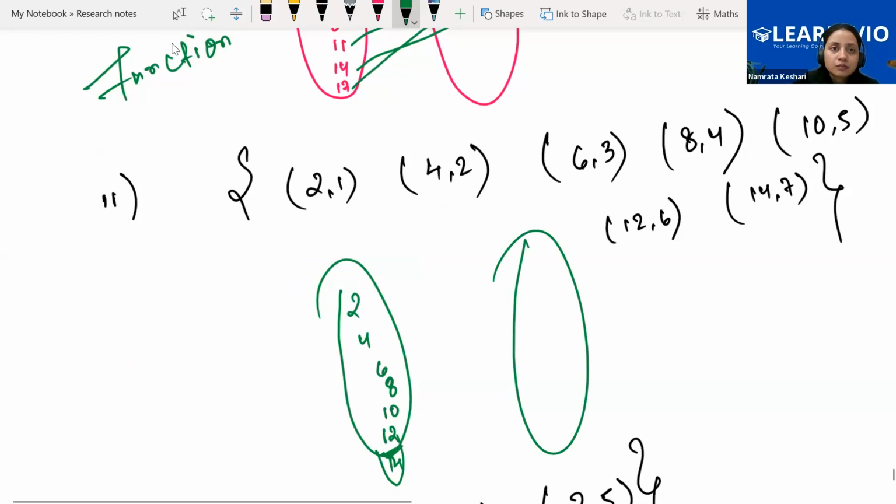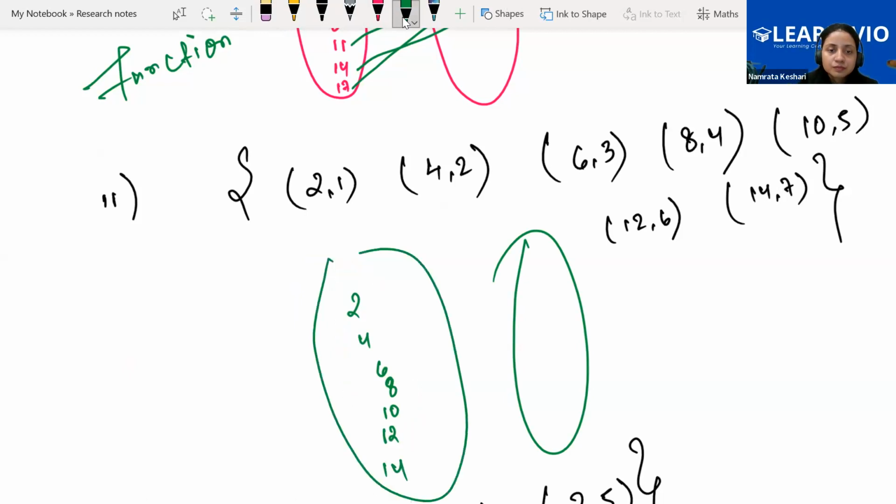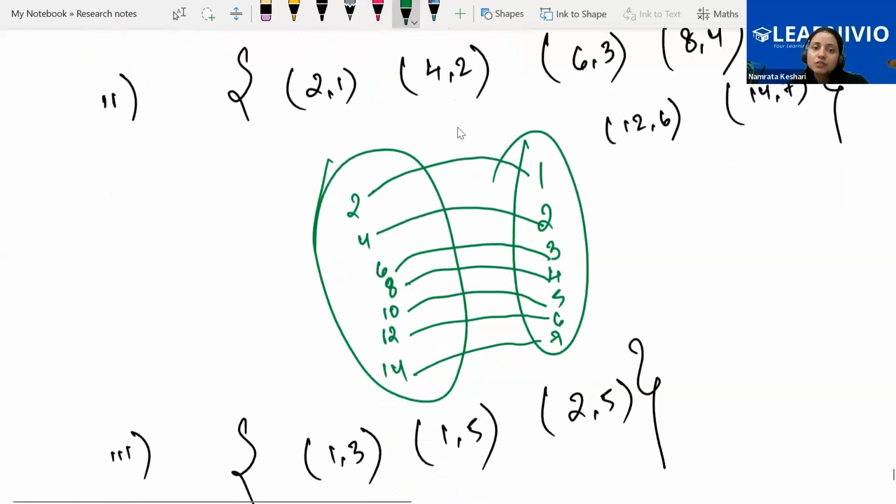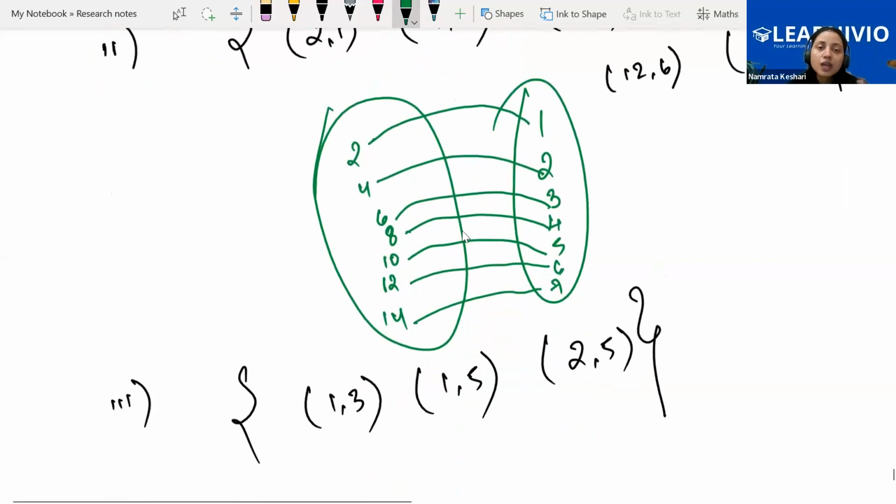Here we are having 1, 2, 3, 4, 5, 6, 7. 2 is going to 1. 4 is going to 2. 6 is going to 3. 8 is going to 4. 10 is going to 5. 12 to 6, and 14 to 7. Yeah, it's a function. Each and every element is having its image, and a unique image it is having. So yes, it's a function.